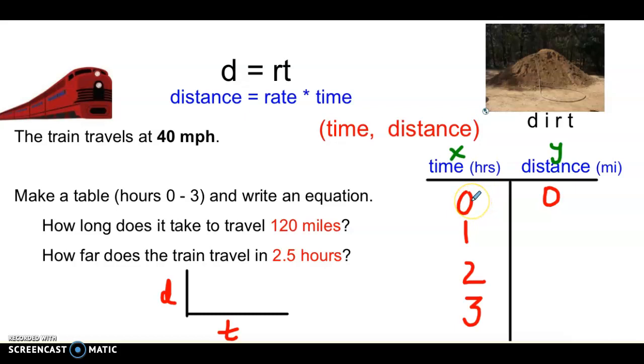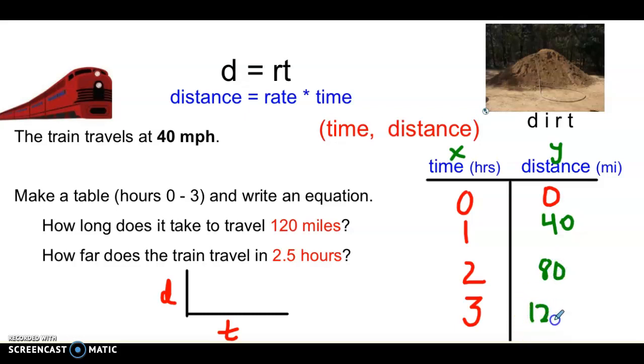So if we don't move at all for 0 hours, then we go 0 distance. If we spend 1 hour moving, we're going 40 miles an hour, we're going to go 40 miles. 2 hours, we'll go 80 miles. And 3 hours, we'll go 120 miles.